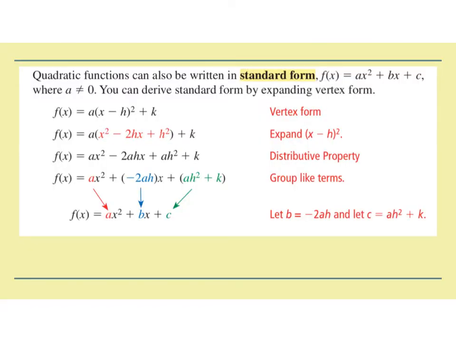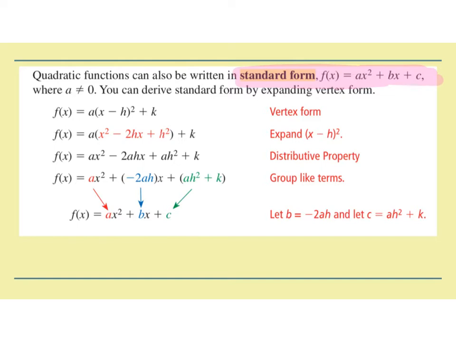Yesterday we focused on vertex form of our quadratic function. Today we're going to do vertex form and standard form. Our standard form of our function is f of x is equal to a times x squared plus b times x plus c. So this is standard form.